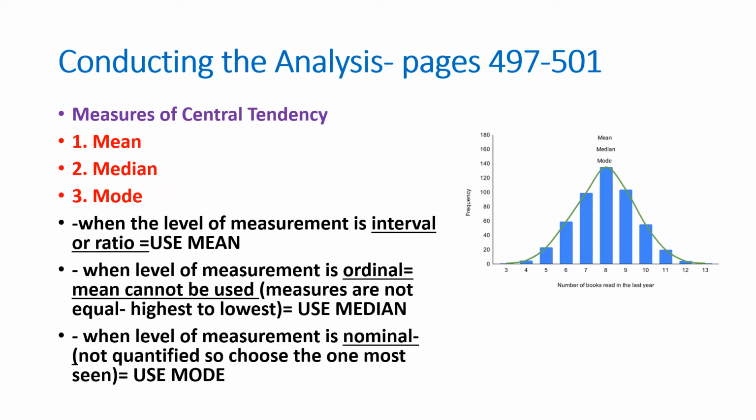So based on the type of data you have, when the level of measurement is interval or ratio, you're going to use the mean, because you're probably going to have something where there is a normal curve, a normal histogram, as you see on the right. If the level of measurement is ordinal, the mean can't be used, so we're going to use median. And for nominal, we usually use mode. Most of you are going to be using mean or median, depending. But just keep that in mind. If you have nominal, you're going to use mode.